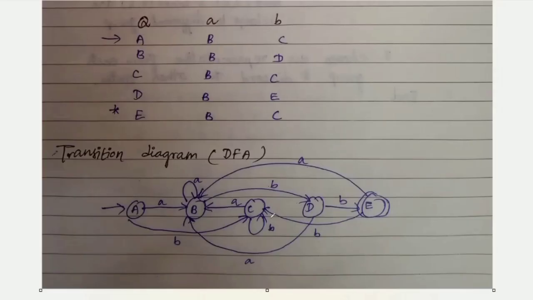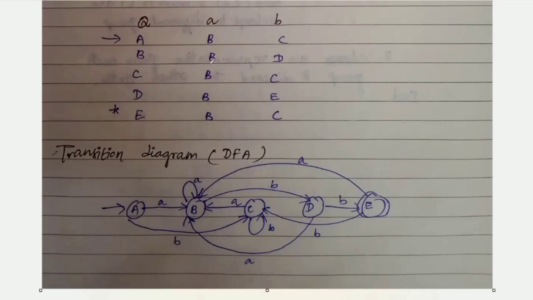Now draw the transition diagram. In the given transition diagram, A is our starting state, E is our final state. State A on input A reaches B. State A seeing a symbol B reaches C.